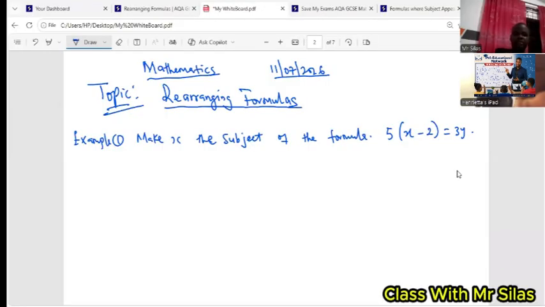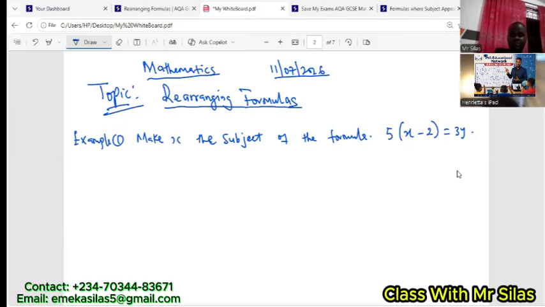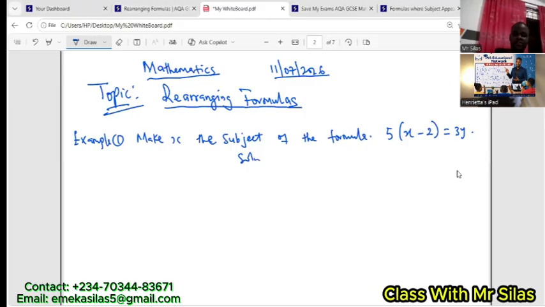All right. So it reads, make x the subject of the formula. So how do I make this the subject of the formula? It's very simple and easy. To do that, just go straight forward and put down your solution first.